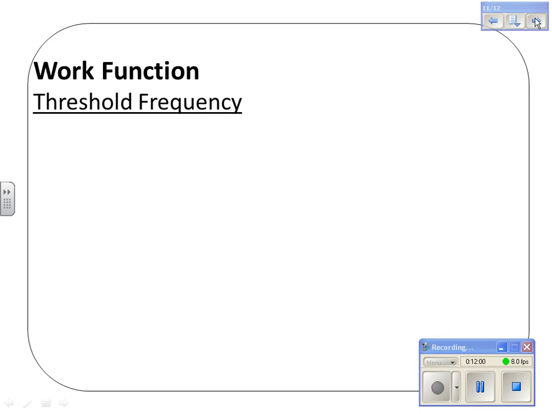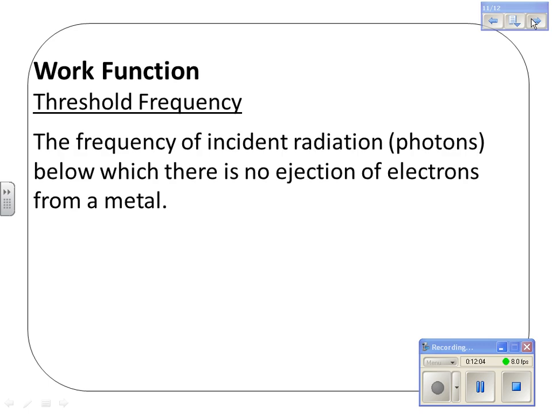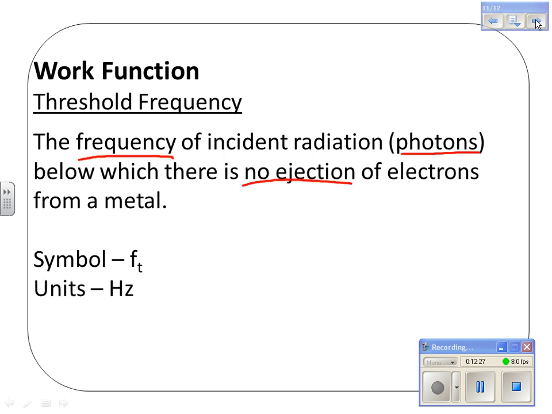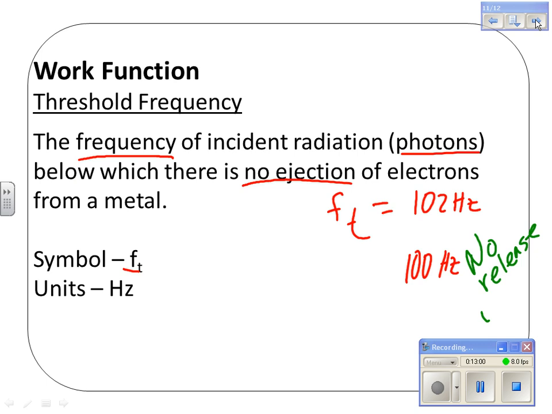So this is one of the big things you want to talk about, threshold frequency. We mentioned a while ago in that experimental data the frequency over and over again. The frequency of incident radiation, which we're talking about light, so it's going to be the photons, below which there is no ejection of electrons from a metal. If you do not reach this frequency, then there will be no ejection of electrons. We typically write that as f sub t, because that's threshold frequency, and the units are in hertz. So let's say the threshold frequency was 102 hertz. If you have the light being emitted at 100 hertz, then you would have no ejection, no release of electrons. You have to get to that threshold in order to begin releasing the electrons.